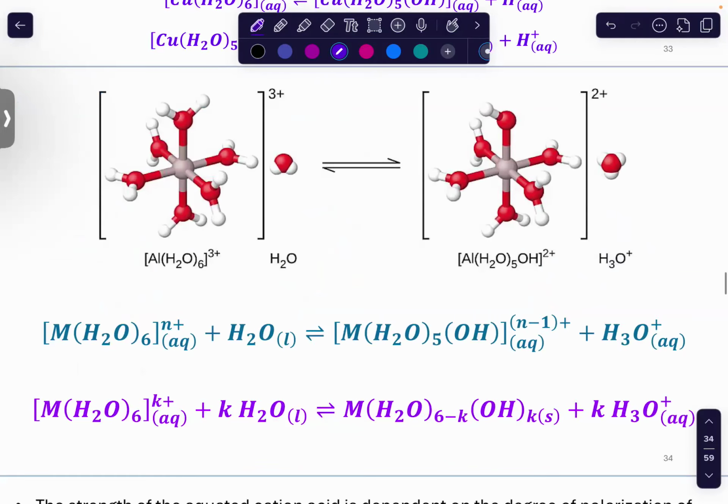So if we go back to our aluminum here, we broke this down into a general molecular formula. If you're thinking about the number of deprotonations, you're really going to be looking at your first one there.